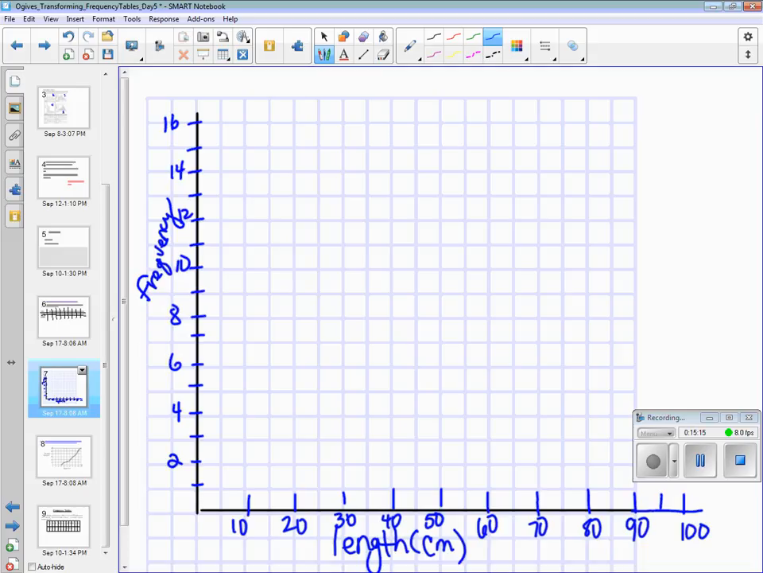I'm still missing something before I start actually making my bars for the histogram. What should I include? The title. And these, I believe, were plant heights in centimeters. Okay. So we'll label that as well.